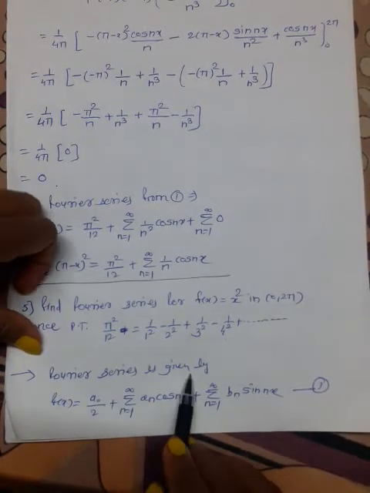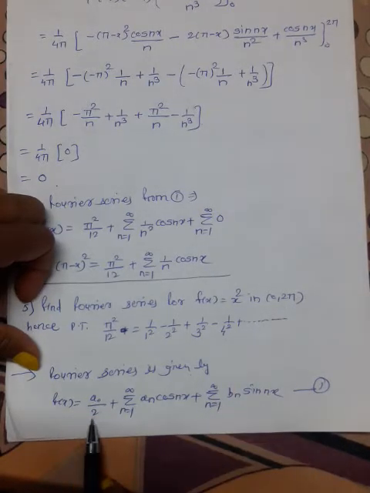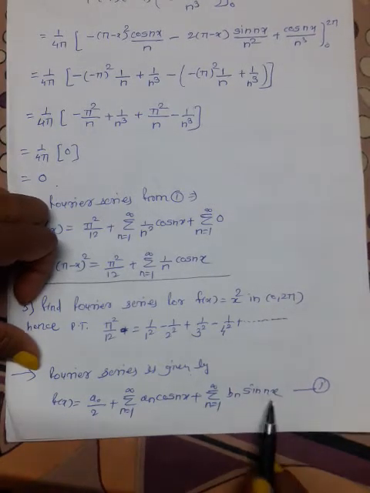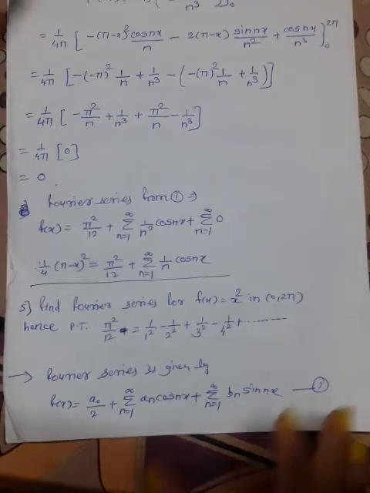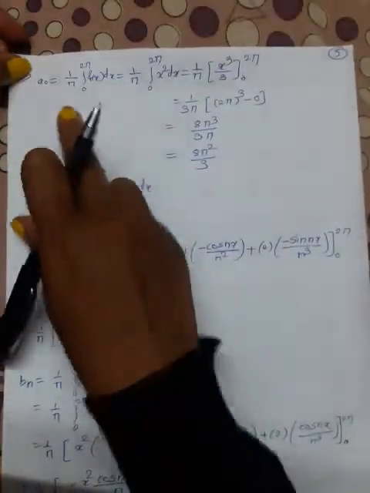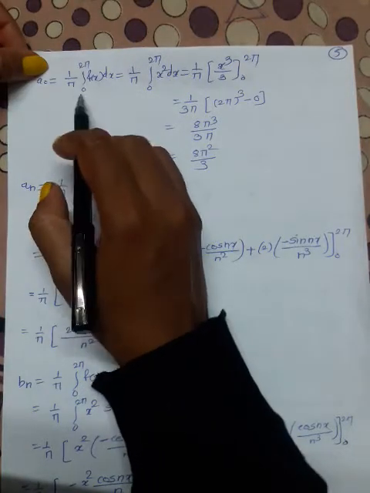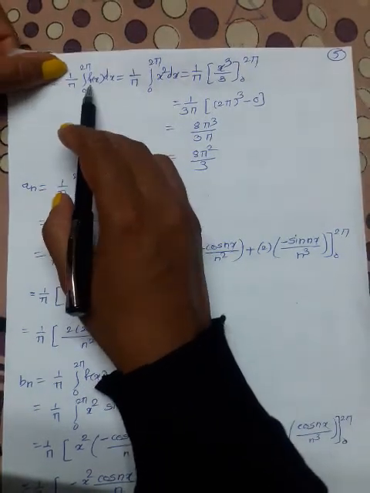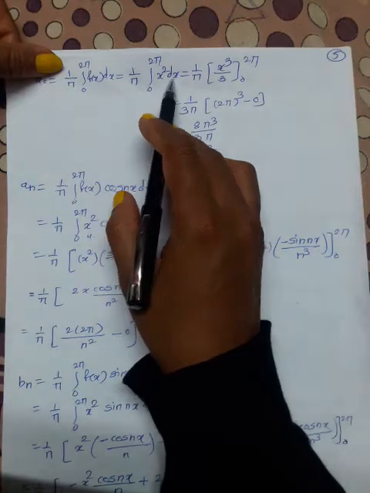The Fourier series in this interval is given by f(x) = a0/2. The formula is the same. Call that equation number 1. Now we have to calculate a0. a0 is 1/π integration from 0 to 2π of f(x) dx, where the value of f(x) is x² dx.